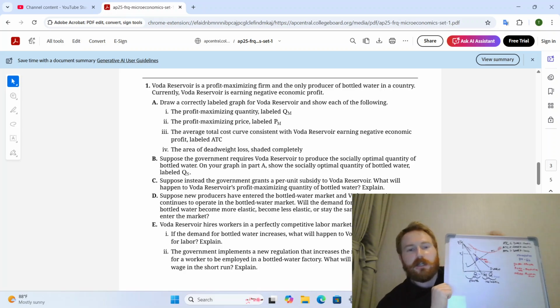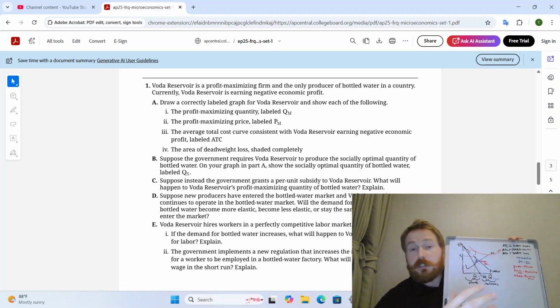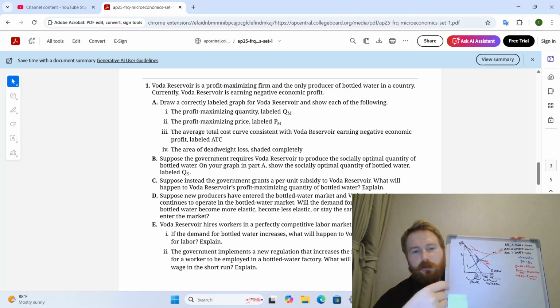Part C. Suppose instead the government grants a per unit subsidy. A subsidy is where the government gives money to a business to get us closer, or hopefully equal, to the allocatively efficient or socially optimal location. What will happen to the profit maximizing quantity of bottled water? This time you need to explain.